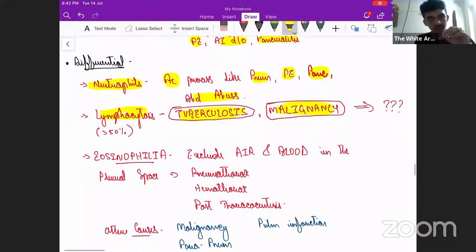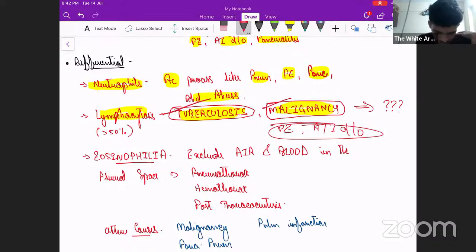Next, we saw that in that case, I think so, lymphocytosis was raised. We can think of pulmonary embolism. What are the other causes? Will be pulmonary embolism or any autoimmune disorders. All these things can be there. But mainly it is tuberculosis and malignancy.